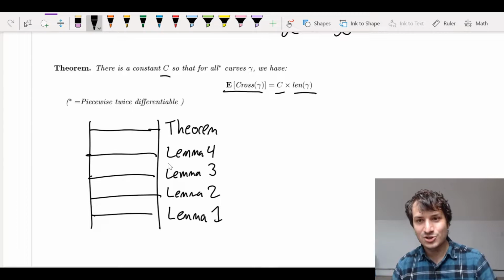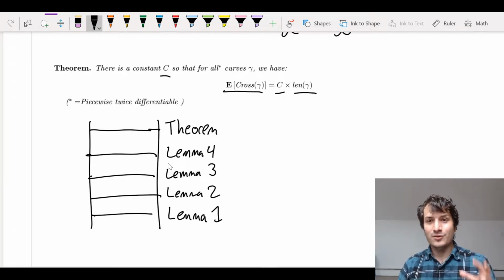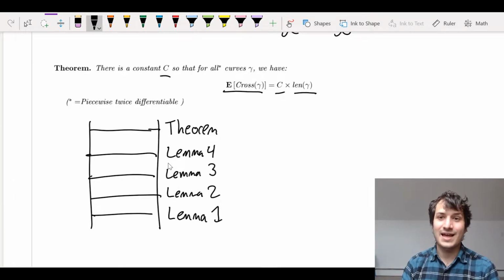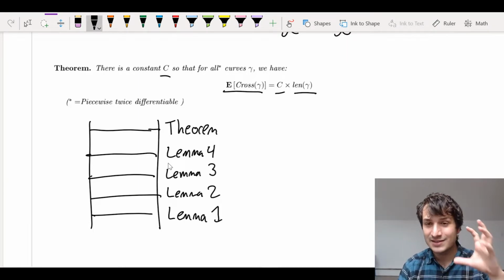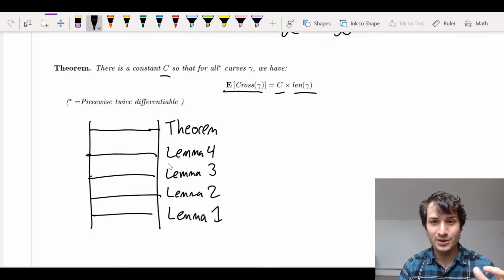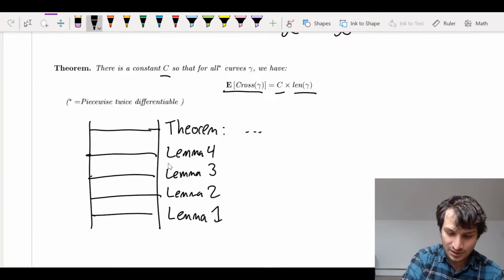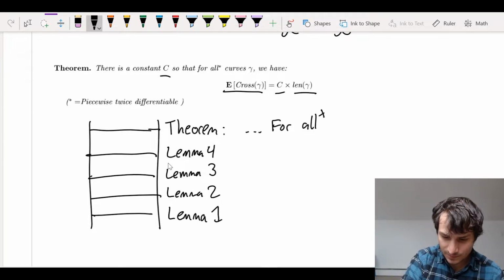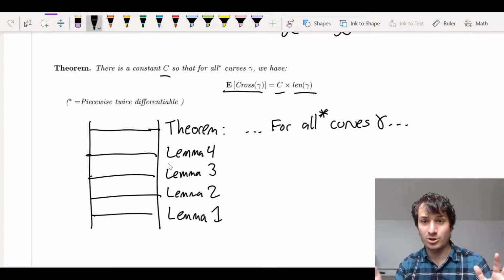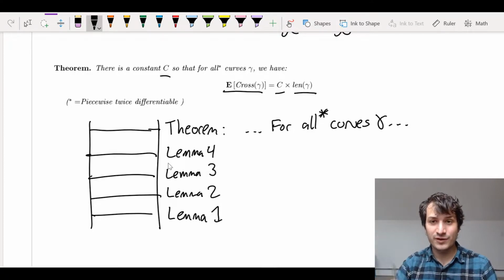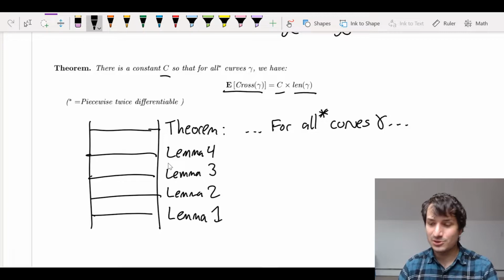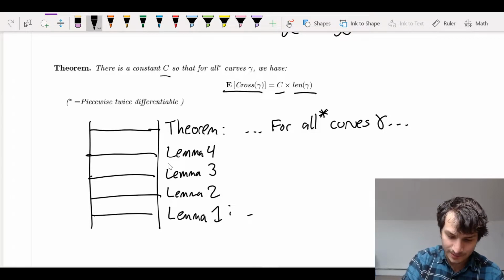And it's not just that there are 4 lemmas that makes it a ladder proof. The thing that, to me, makes it a ladder proof is that each of the lemmas is basically the exact same statement as the theorem, but just restricted to a smaller set. So the theorem says something for all asterisk curves gamma. We want to prove something is true for all curves. And the steps are going to prove it for more and more curves. So for example, step 1, lemma 1, is going to prove it if the curve is a line segment.